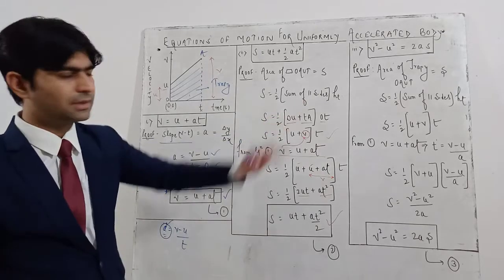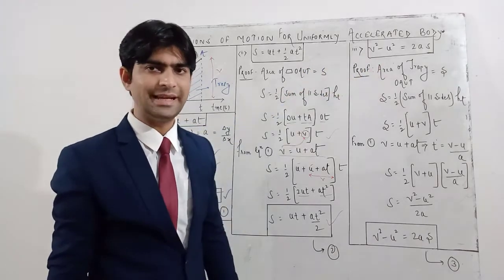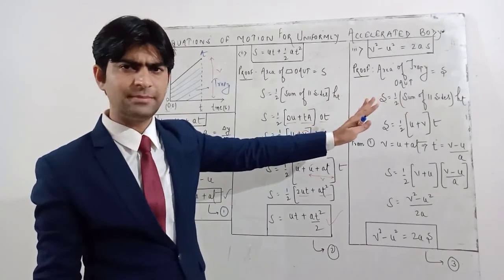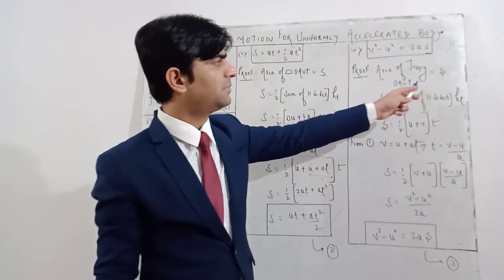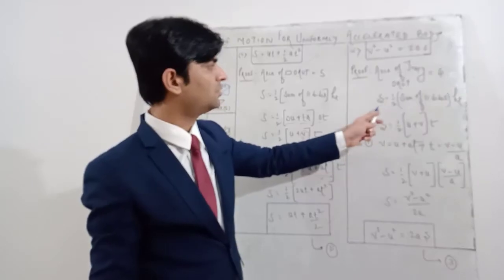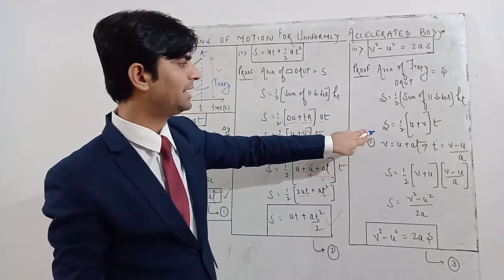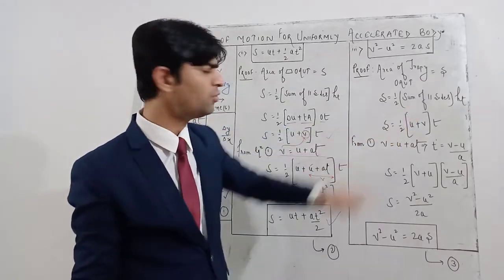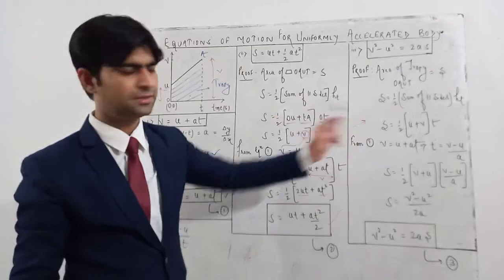Okay, let us come to the third equation. V square minus U square equals 2AS. Again, the starting three steps are the same as the second equation. Area of trapezium is the displacement, so half of the sum of parallel sides into height. There is no doubt up to that point. Again, S equals half of V plus U, or U plus V, into T. So up to this step, both the derivations are the same.